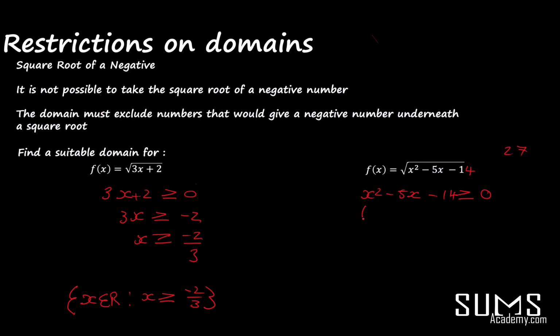So you'd have x minus 7 and x plus 2 have got to be greater than or equal to 0. So x must be greater than or equal to 7, or x must be less than or equal to negative 2. Sometimes that's a bit confusing.